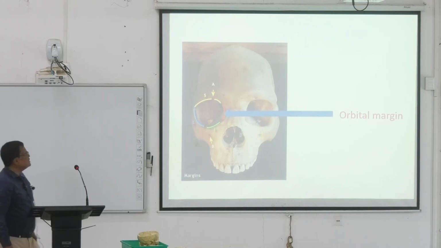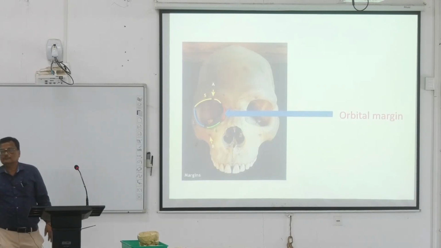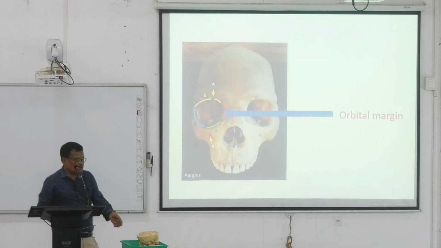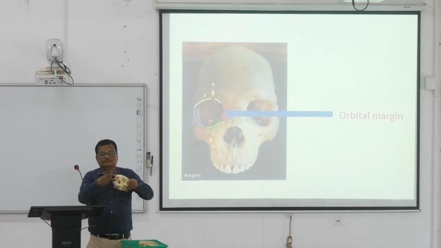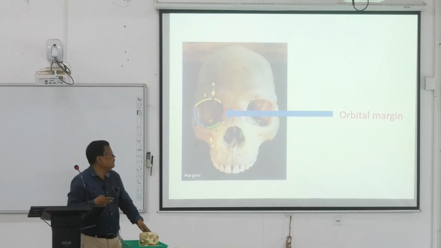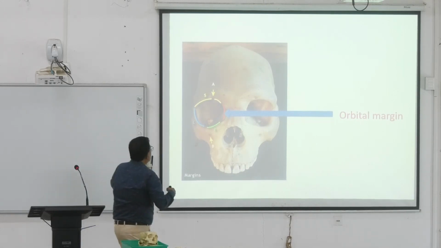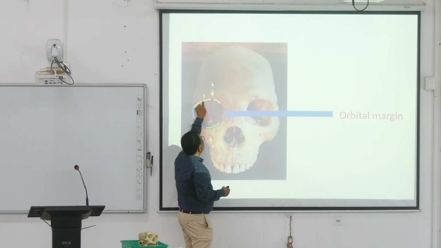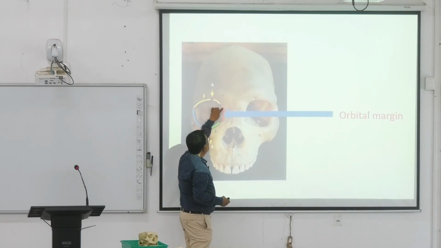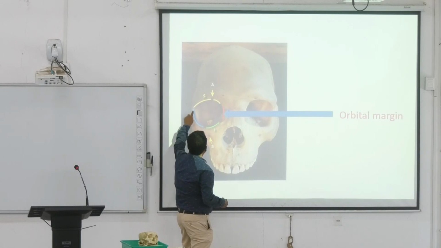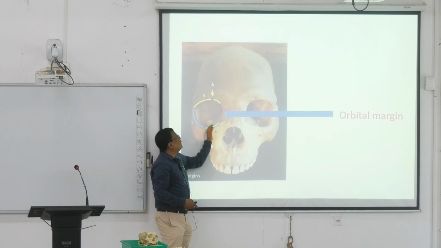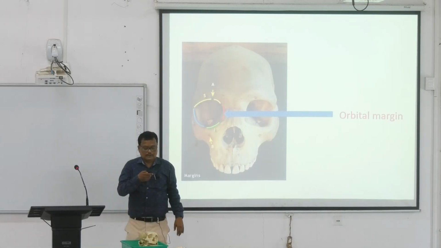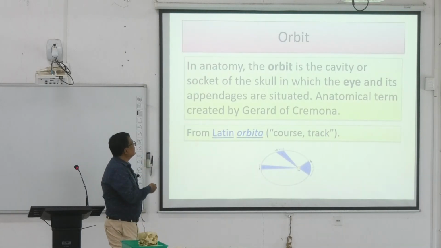So this is known as the orbital margin. This is the orbital margin, formed by the frontal bone, maxilla and the zygomatic bone, one third, one third, one third. So this is the orbital margin.